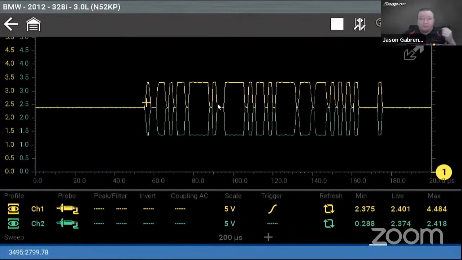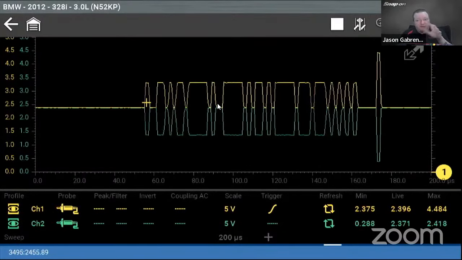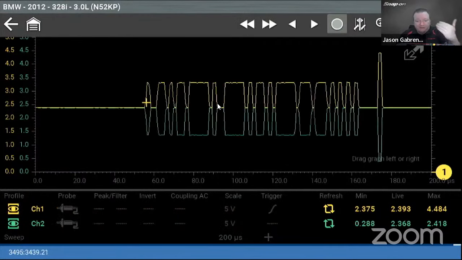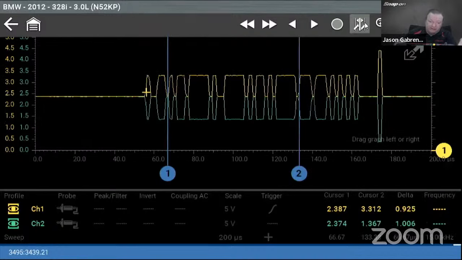Once I'm done with that, I probably want to make some measurements in here, see what's going on with this. What are my voltages? So if I stop my recording, I'm going to freeze it on the screen, and then I can turn on my cursors, which is right next to it, and be able to measure. So I said I was going to talk a little bit more in detail about it.